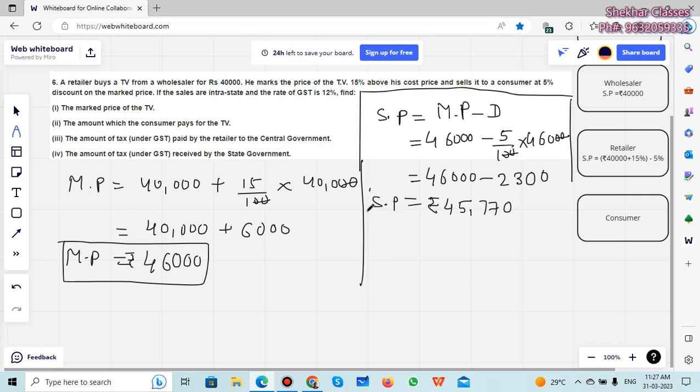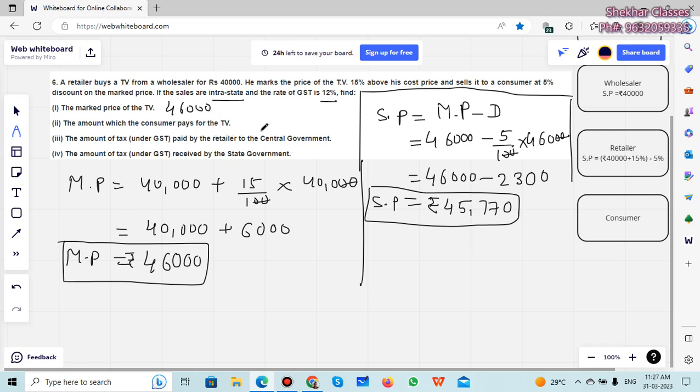Now the GST that we have to calculate is on this price, which the consumer will pay. Since the GST is 12%, the CGST will be 6% and the SGST will be 6%. Why? Because it is intrastate, within the same state. So the question is the mark price. We have got the mark price as the first answer, 46,000.